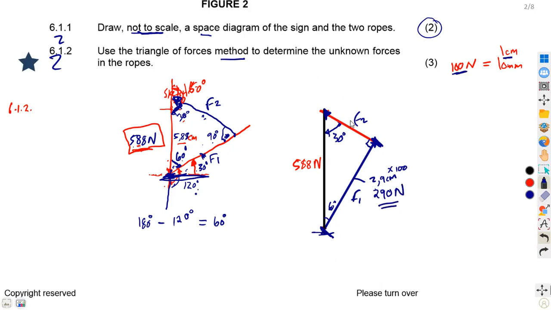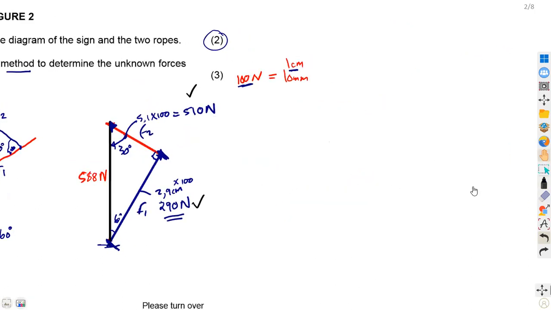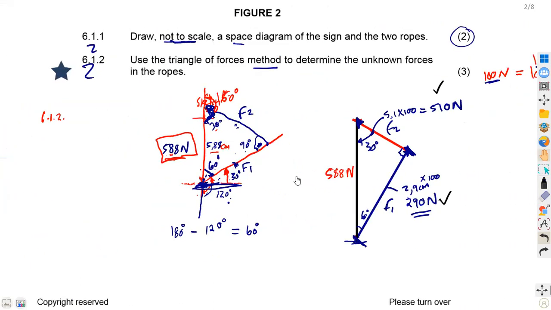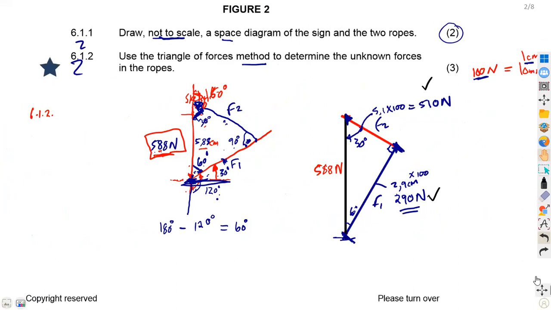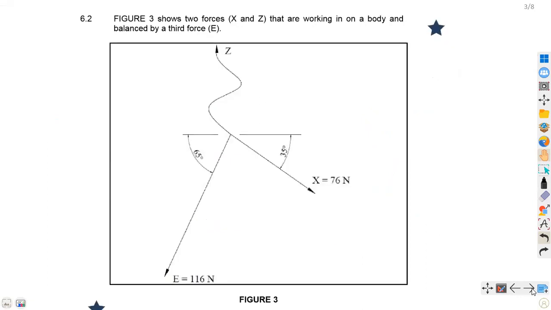The same thing for this F2, you use your ruler to measure, you are going to obtain something like 5,1 centimeters. You multiply by 100 again, you obtain 510 Newton. So these are the two forces that you need, 290 Newton and 510 Newton. That is what you are actually supposed to do. I'm going to show you using a protractor next time, but here I was just using a ruler, so it's not accurately done, but everything I'm going to show you in other videos as we move on.